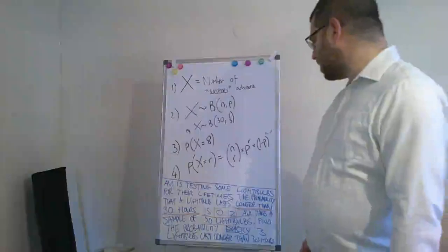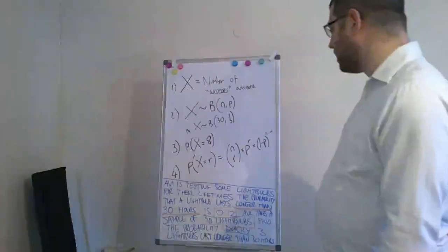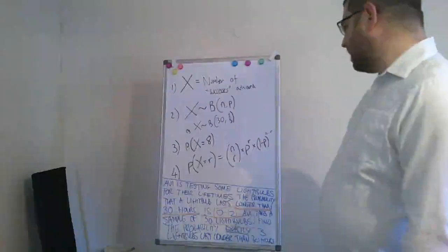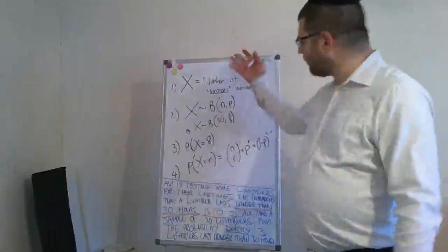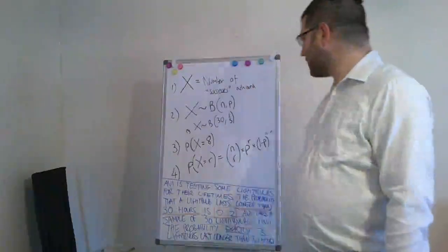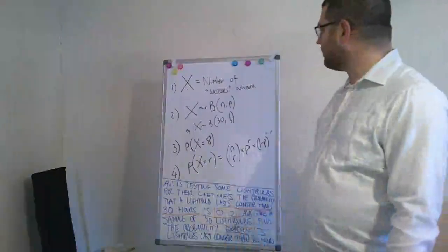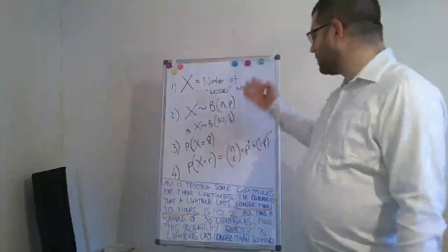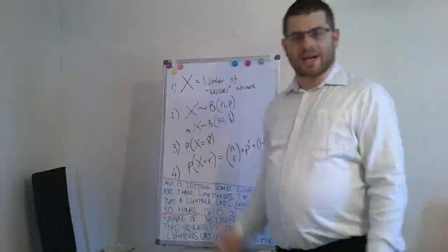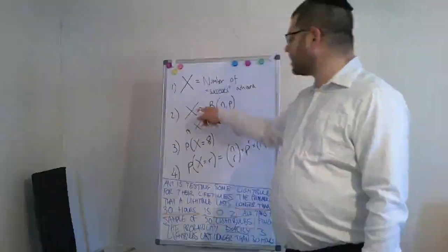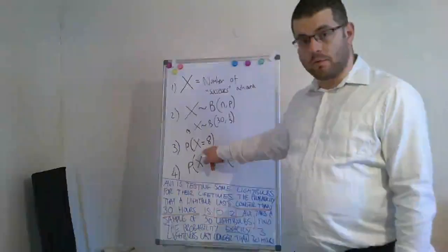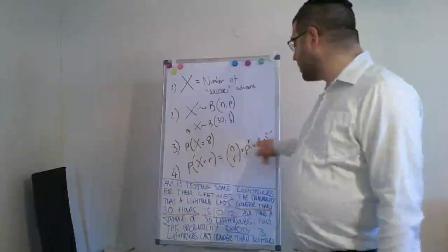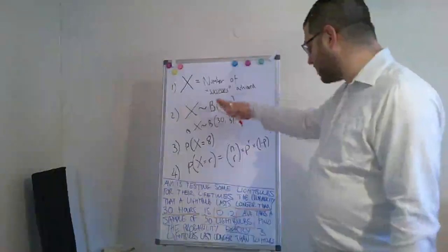Okay, so now let's answer the question. Let's look at it from the actual calculations point of view. What I suggested we do is you do these four things. You write down what x represents. You write down the distribution, which I'll probably ask for anyway. Then write down what you're looking for, and then you actually answer it using this formula. So I'm going to go through these four stages to answer this question.